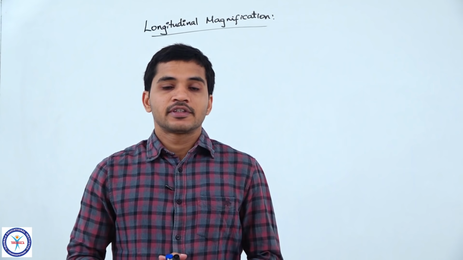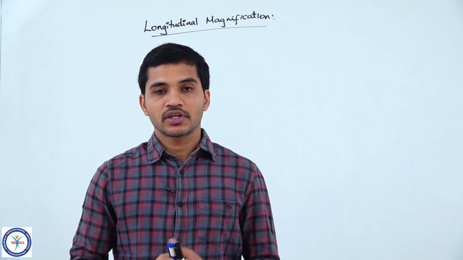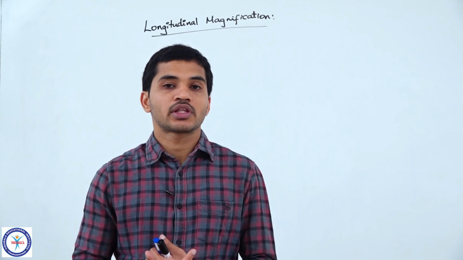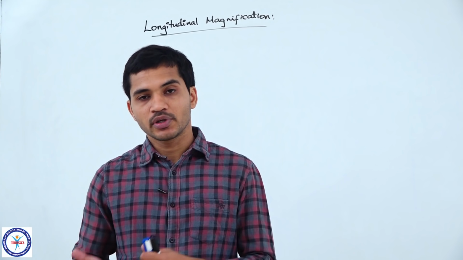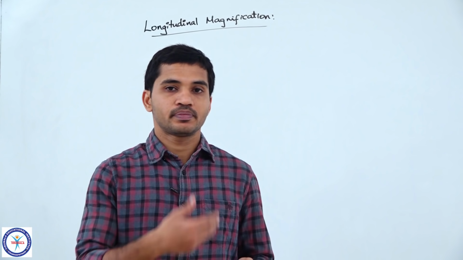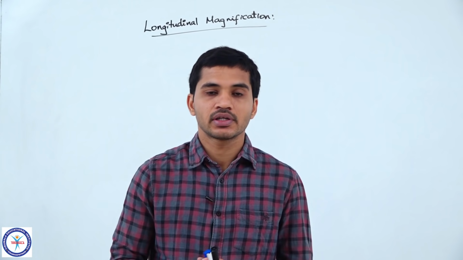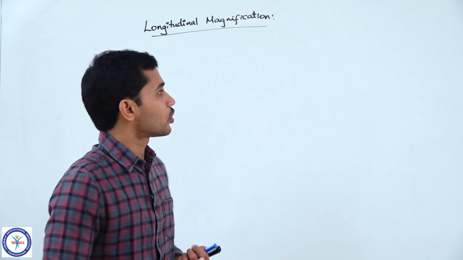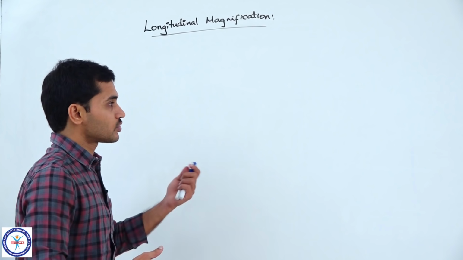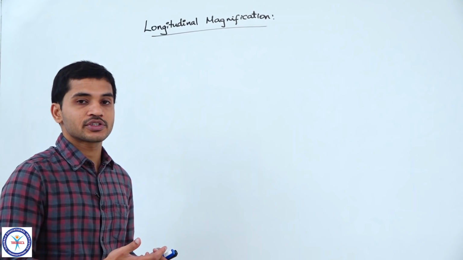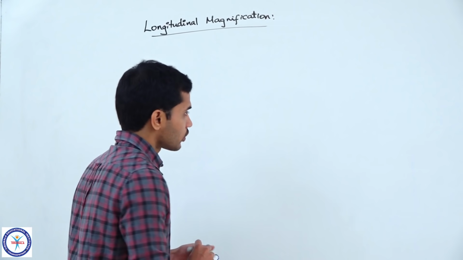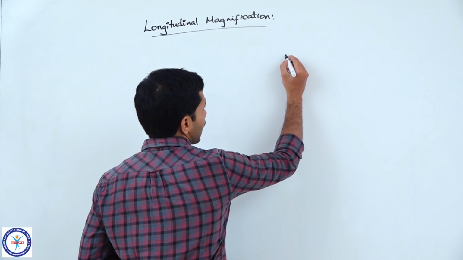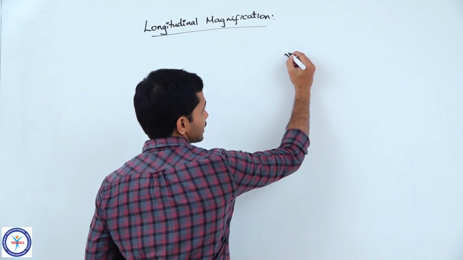So earlier we discussed lateral magnification, which we represented with M. It is basically the ratio of the dimensions of image and object perpendicular to the principal axis. Now we are going to talk about longitudinal magnification, and this would be the ratio of the dimensions of image to object along the principal axis.